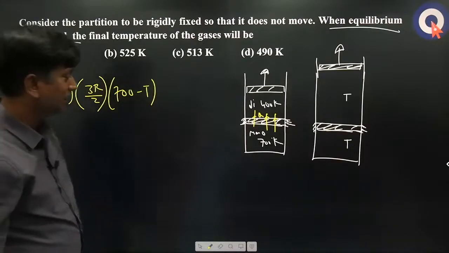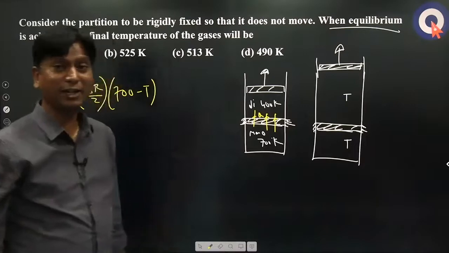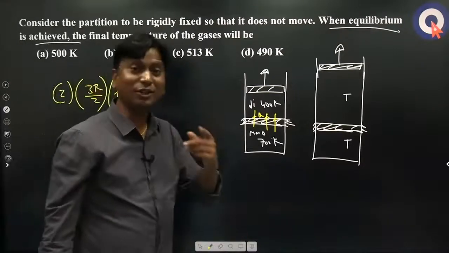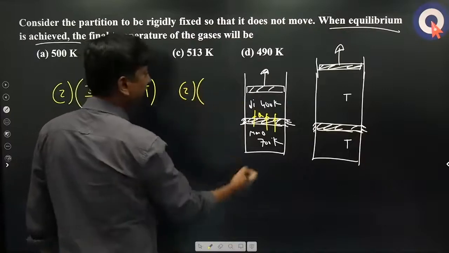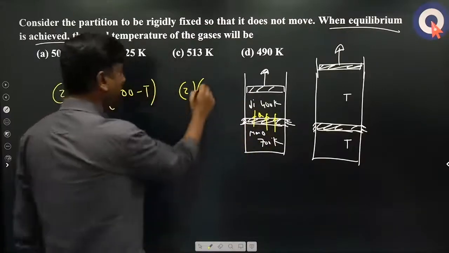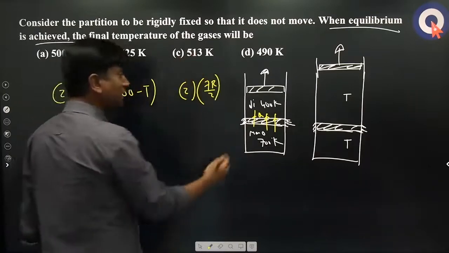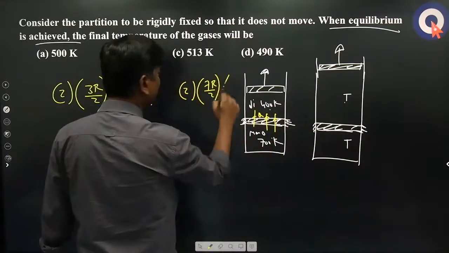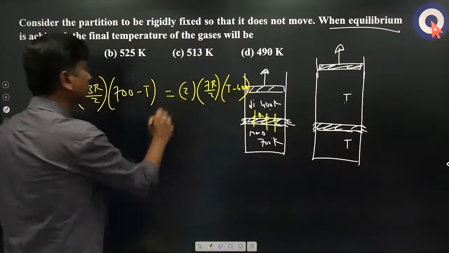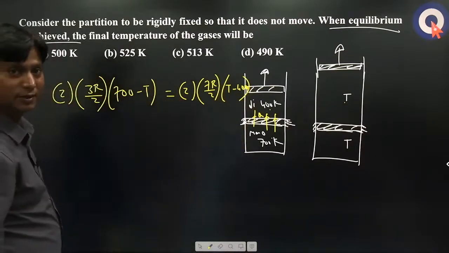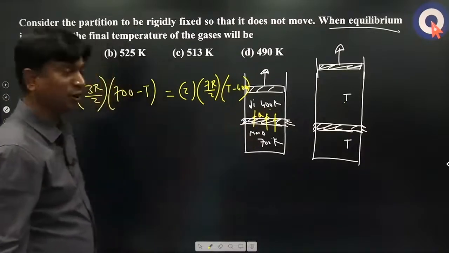Heat lost by this monatomic gas is the same heat gained by the diatomic gas, and it is taking the heat at constant pressure. n Cp, what is the Cp value of diatomic gas? 7R/2 into delta T. It's increasing its temperature from 400 to T, so you have to write T minus 400. Heat loss equals heat gain. Equate. Try to understand this: whatever heat this is losing, this is gaining the same amount of heat.